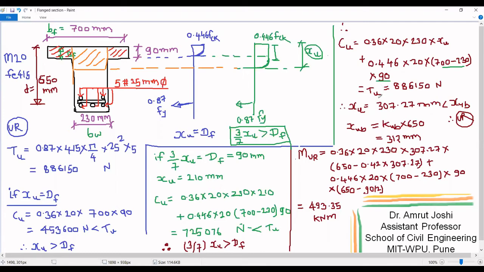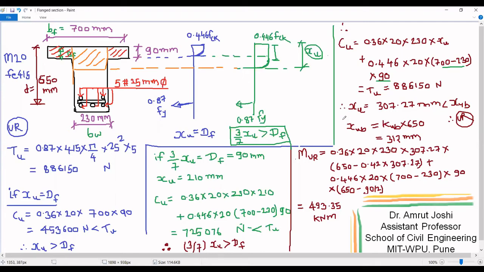should be equal to the value of Tu at equilibrium. Therefore, it must be equal to 886150 Newton. The only unknown in this expression is Xu. Xu works out to be 307.27 mm.